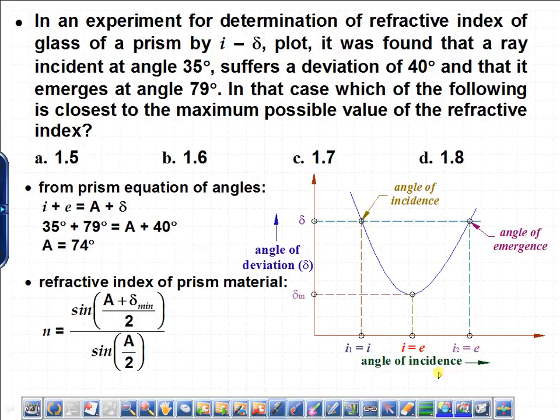At minimum angle of deviation, incidence and emergence angle will turn out to be same, which is not the case over here. However, the consideration of the problem is quite unique. We are required to calculate the closest to the maximum possible value of the refractive index. If we take the initial data available, we can calculate the prism angle: I plus E equals A plus delta. That gives us prism angle as 74 degree.